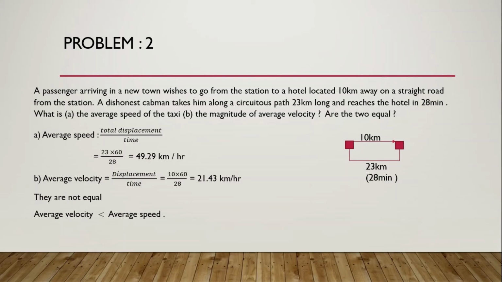Therefore, average velocity. So what is the average velocity? Velocity will be displacement divided by time, right? So displacement will be how much?